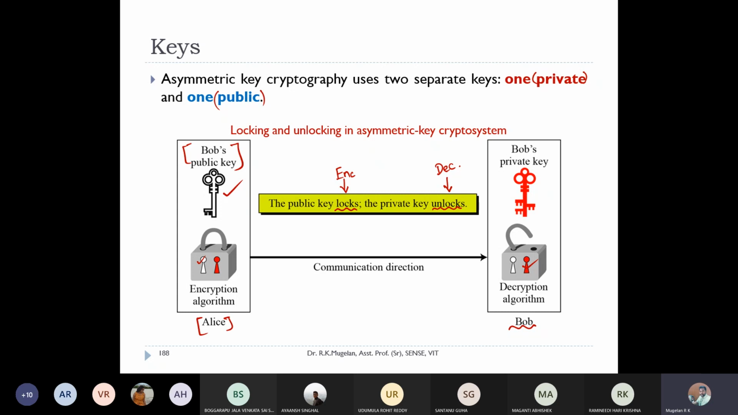Okay, is it clear, guys, regarding this public key and private key? If it is clear, raise your hand if anyone has any doubt in this.